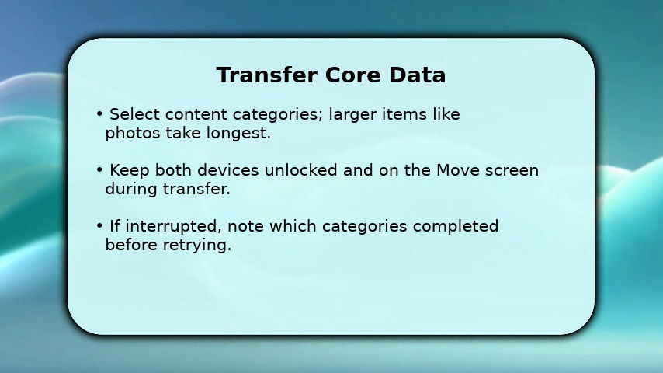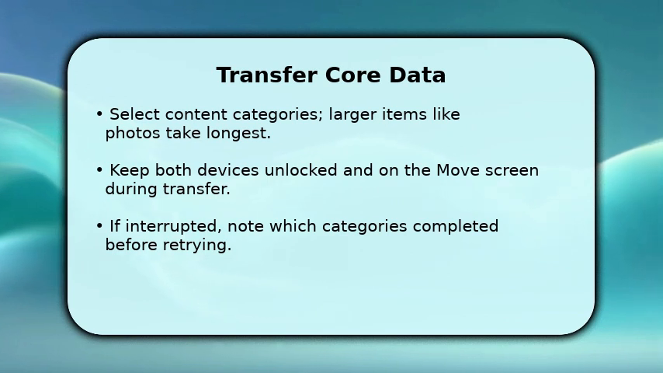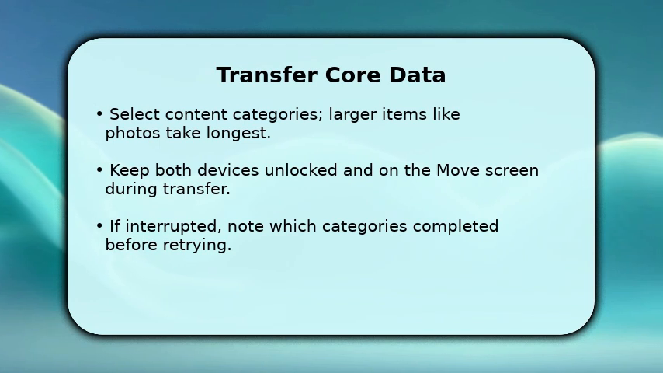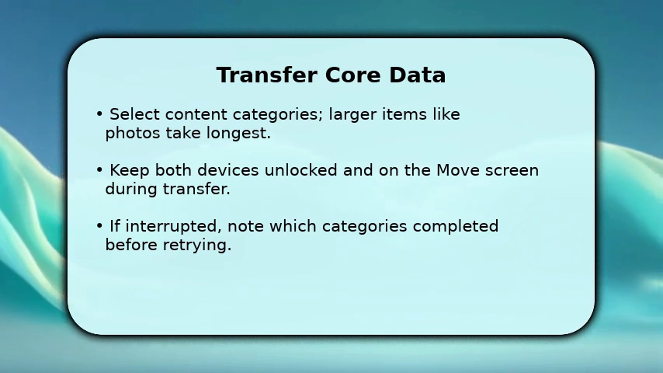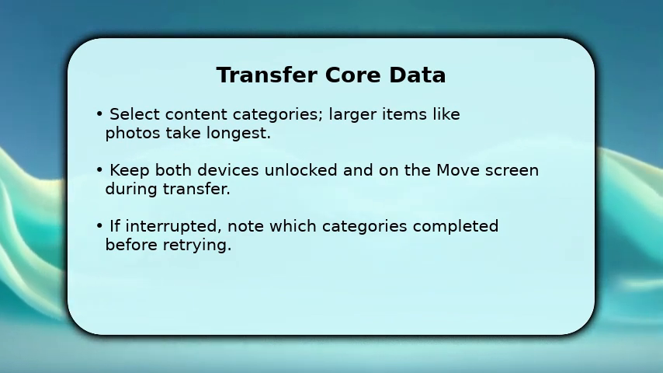Once a category finishes, the app shows check marks. Make sure messages and contacts synced correctly because they map differently between Android and iPhone. If you need to pause, don't force close either app. Let the device idle until it completes to prevent corruption or duplicate entries.